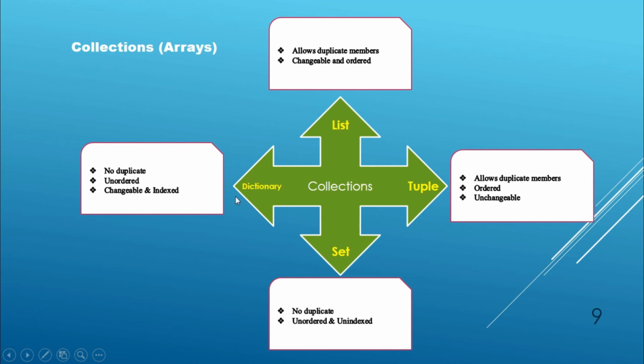And the fourth one, or the last one, is dictionary. Dictionary is also a kind of collection which doesn't allow duplicate members. Its members must be unique, and it is unordered, the same as set. It is changeable, because you can change one member with something different, but it is indexed. Remember please, it is indexed, zero indexed.